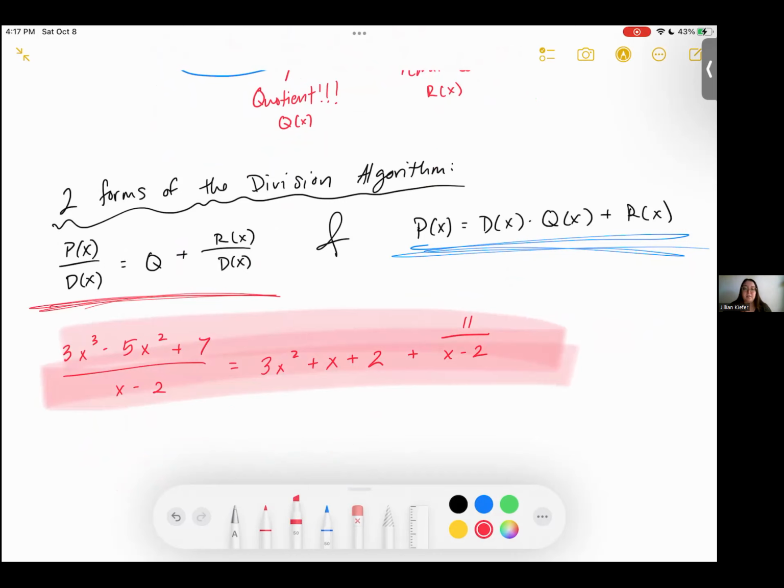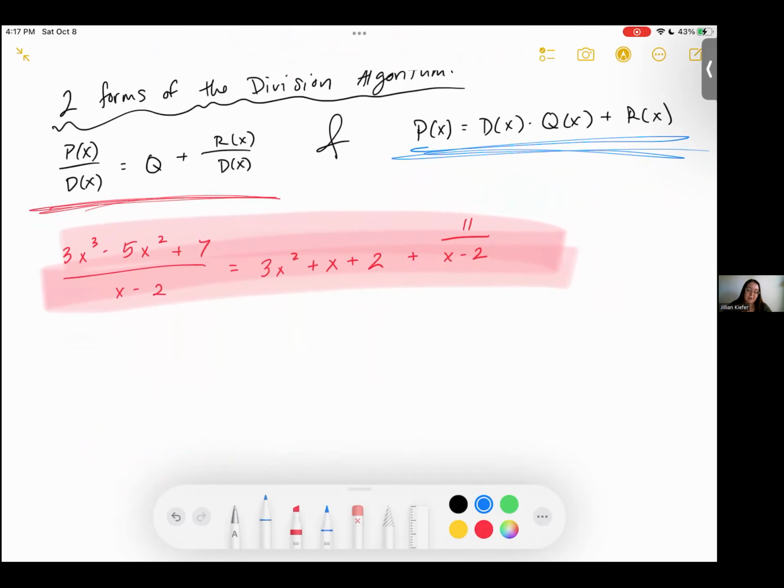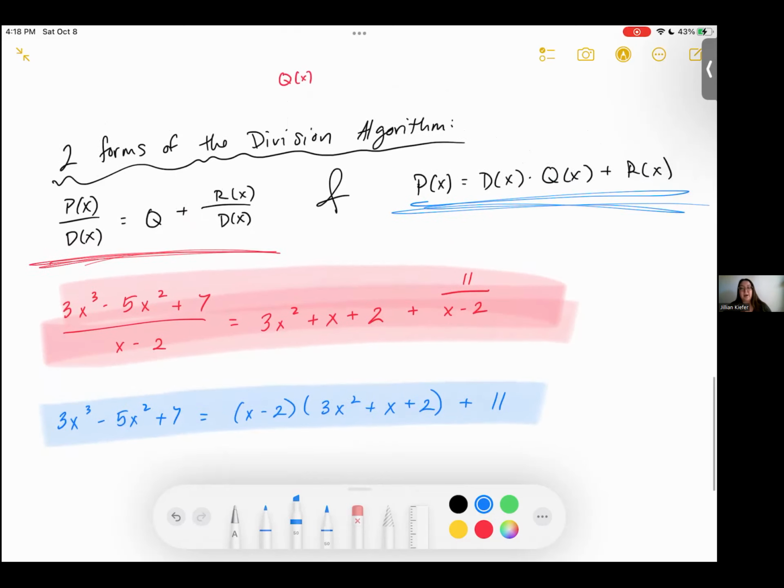And there we go. That would be one of the ways we would write our answer. Now, the other way we're going to write our answer is with the other form of the division algorithm. So we have our dividend, 3x to the power of 3 minus 5x squared plus 7, is equal to the divisor, x minus 2, times the quotient, 3x squared plus x plus 2, plus the remainder, which was 11. And that would be the other way that we would write that in the form of the division algorithm. So that problem, quite a bit shorter, quite a bit cleaner.